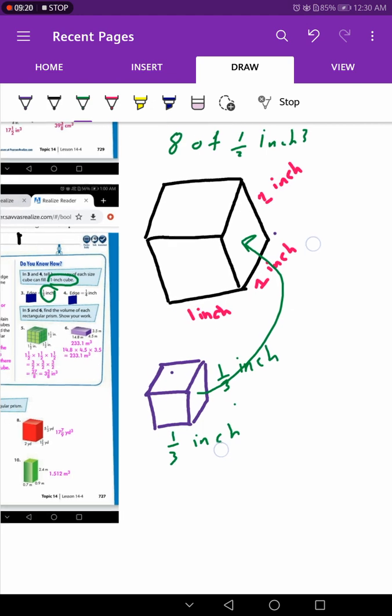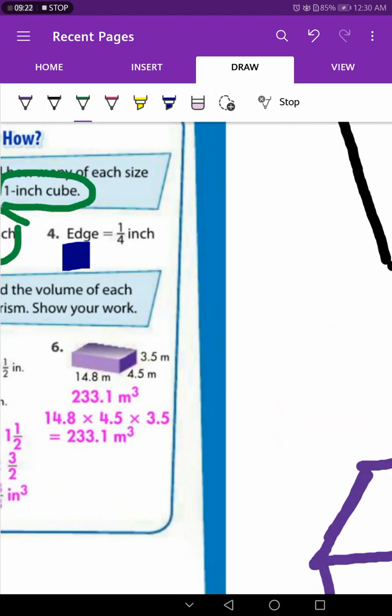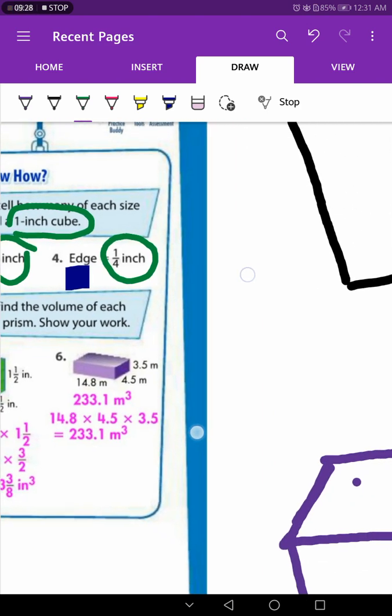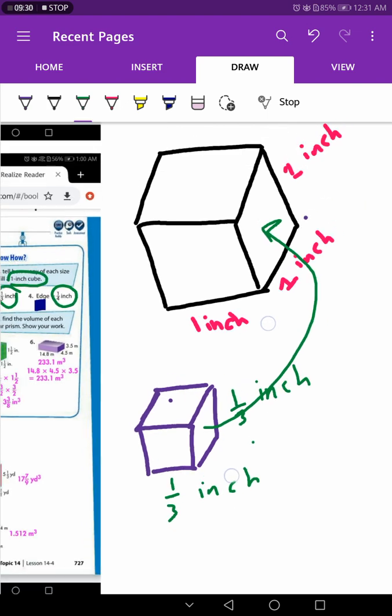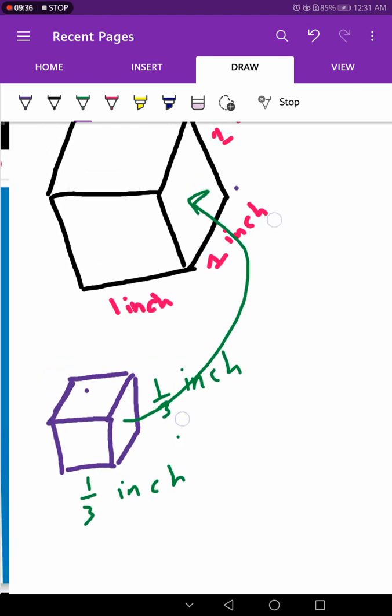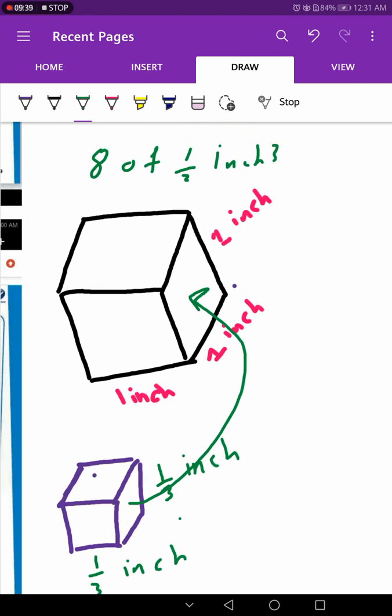Now can you tell me how many 1/4 inch cubes the 1 inch cube can hold? Yes, it is easy. It can hold 4 by 4 by 4, and this equals 64. So this 1 inch cube can hold, let me change the color.